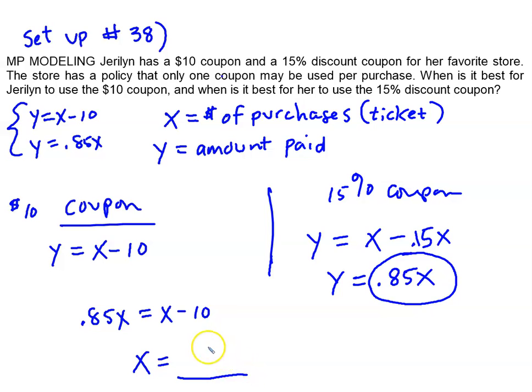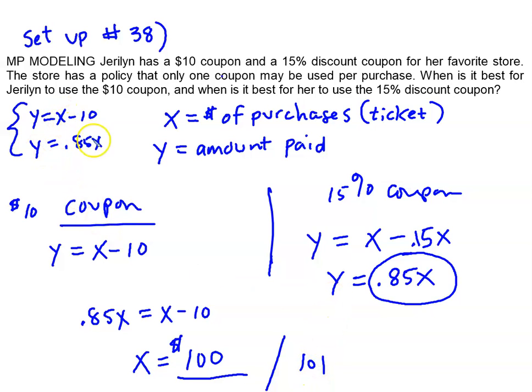I want you to find that number, and I'll just throw something out. Let's just say that it's $100. It isn't, but let's just say it is. Well, what that means is if you're spending $100 on purchases, it doesn't matter whether you use the $10 off or the 15% off. So what if it's 101? Does that give me an indication?